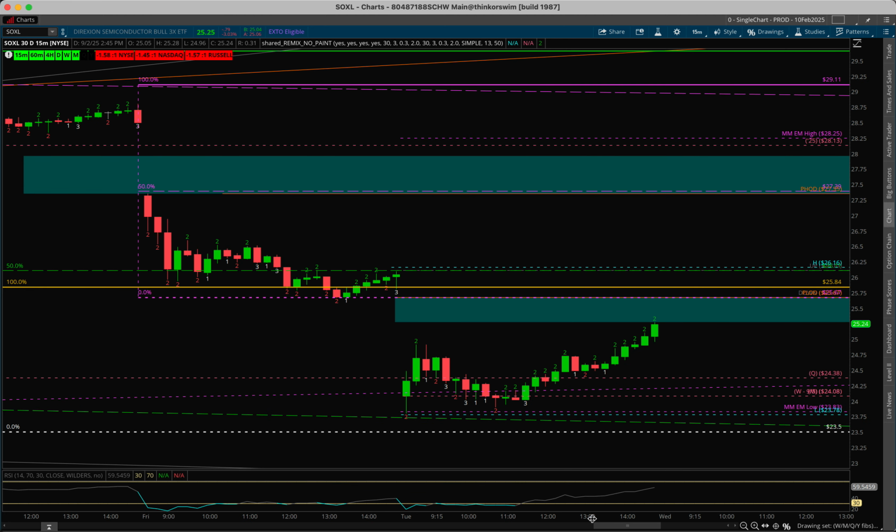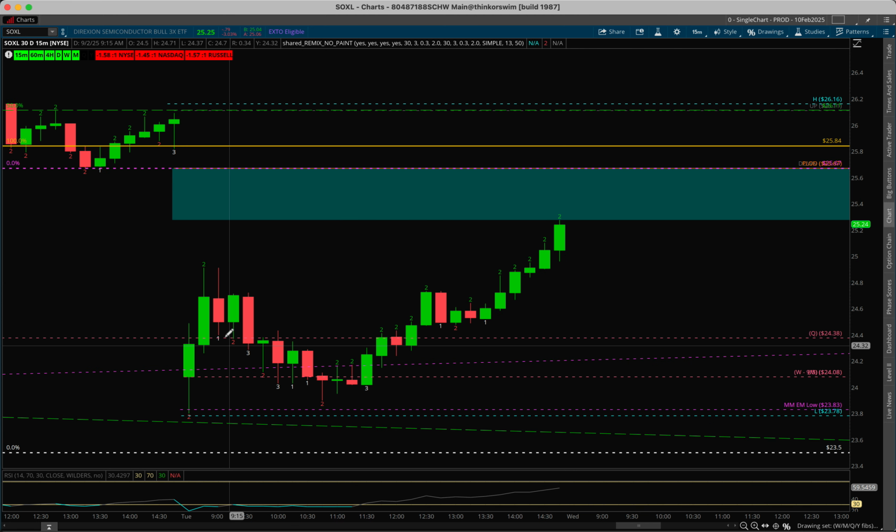We entered puts on the lower high here, and we were able to ride it down to the market maker's expected low, basically is where we got to. We exited the puts once we got back to this opening print, and we entered calls and basically just rode those up. As you can see, we were getting a higher low here, and you just continue to ride it up.